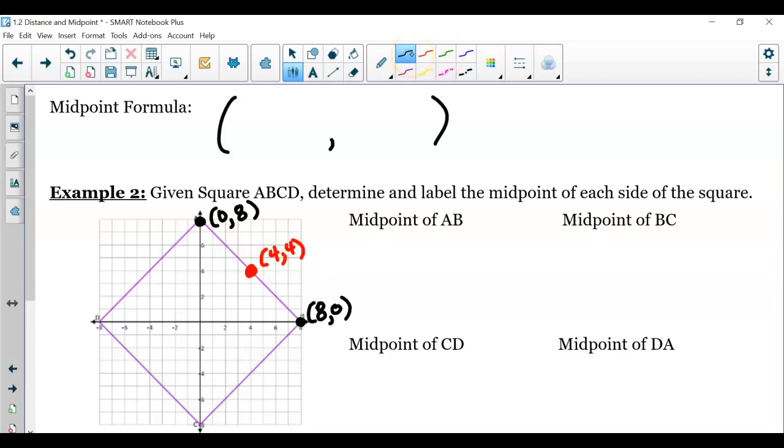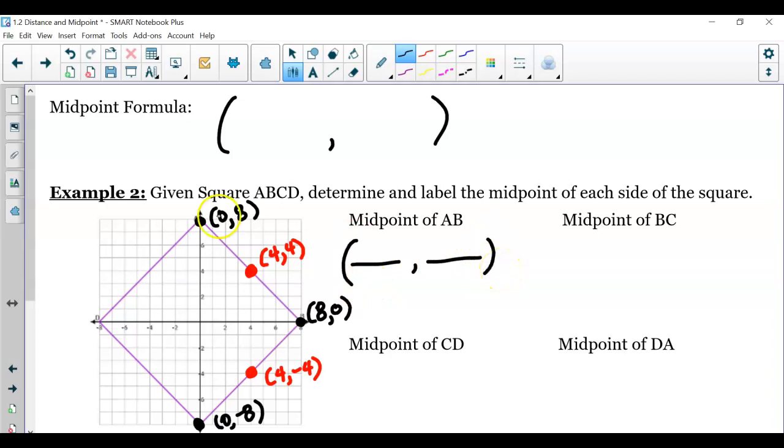So now notice here, the midpoint of BC. B is at 8, 0. C is at 0, -8. So the midpoint here is 4, -4. So notice now a trend here, because we've got to figure out what is my x coordinate and what is my y coordinate.